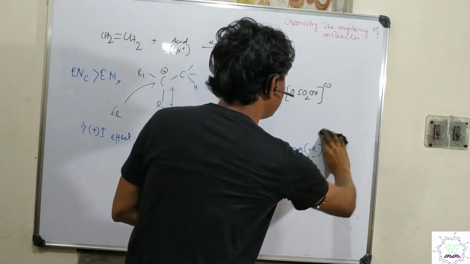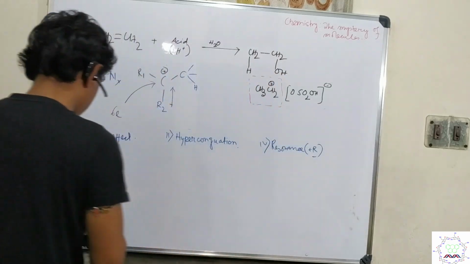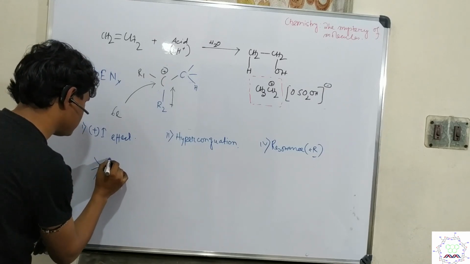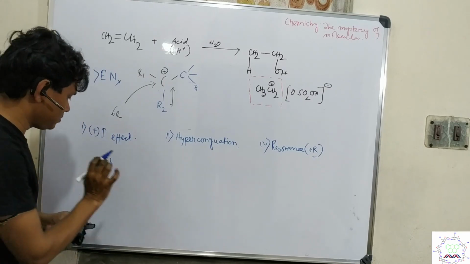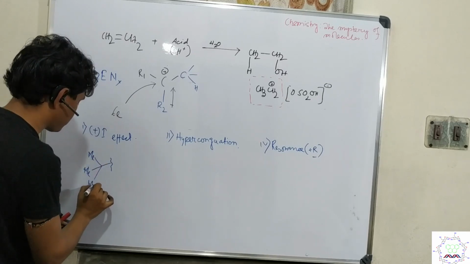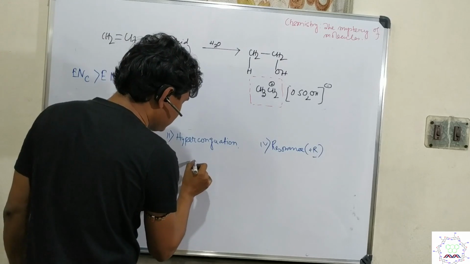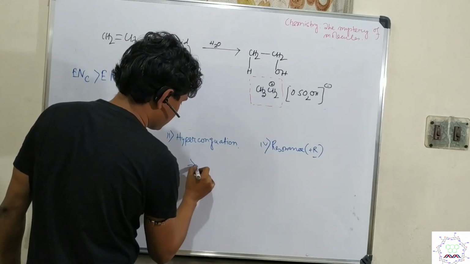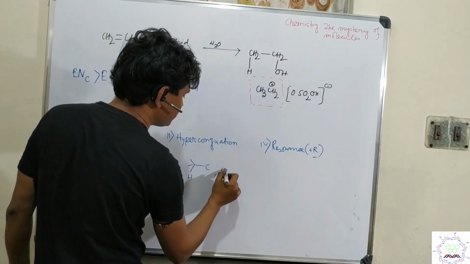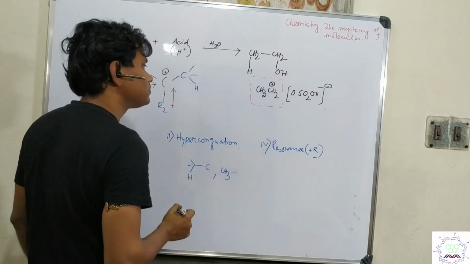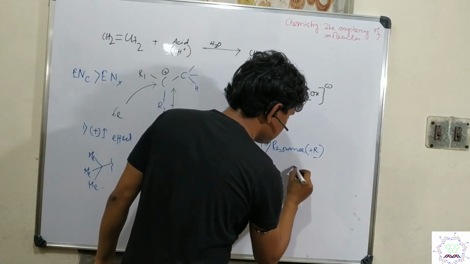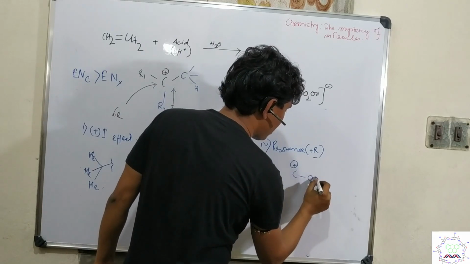So let's give at least one example of each group. Plus I effect, what can do it? Tertiary butyl group. Okay, this can induce plus I effect. Hyperconjugation, at least one hydrogen. See, one hydrogen. Or simply as an example we can say methyl group. And resonance, this C plus OR.